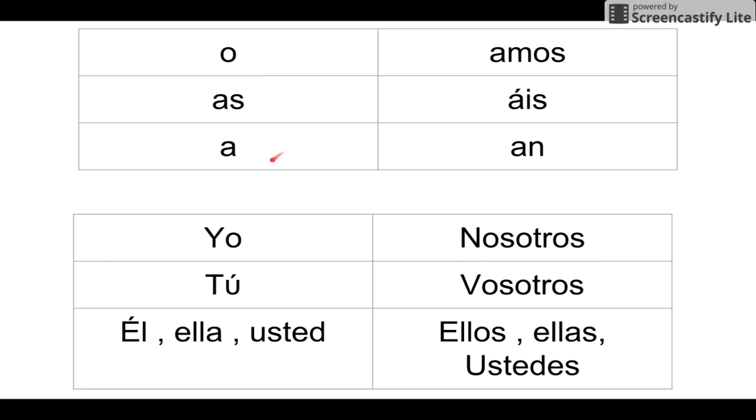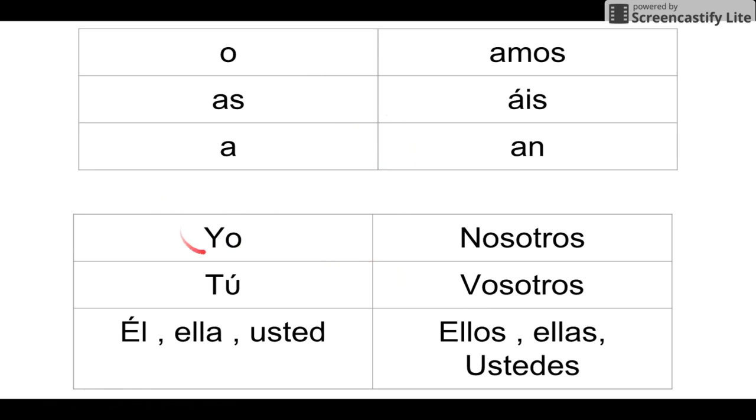These 6 verb endings correspond to the 6 pronouns that we went over at the beginning of the year. Yo, which is I, tú, which is the informal you, él, ella, usted, which is he, she, and the formal you, nosotros, we, vosotros, y'all, ellos, ellas, both mean they, and ustedes, you all. These endings correspond with the box of the pronouns.